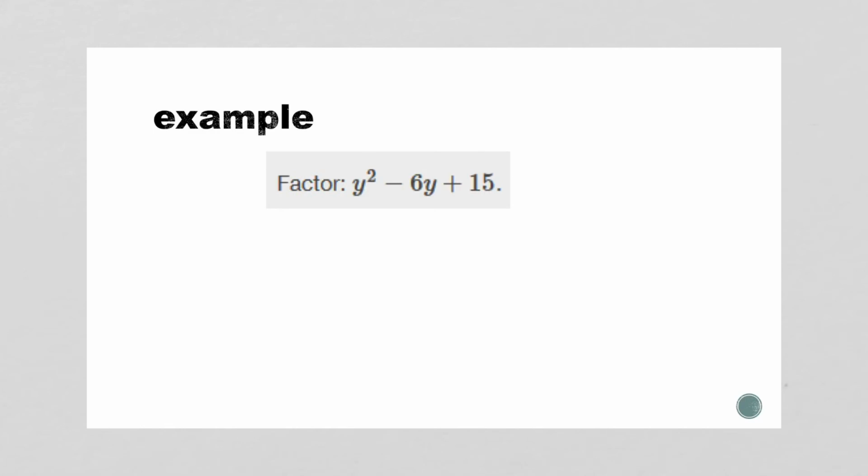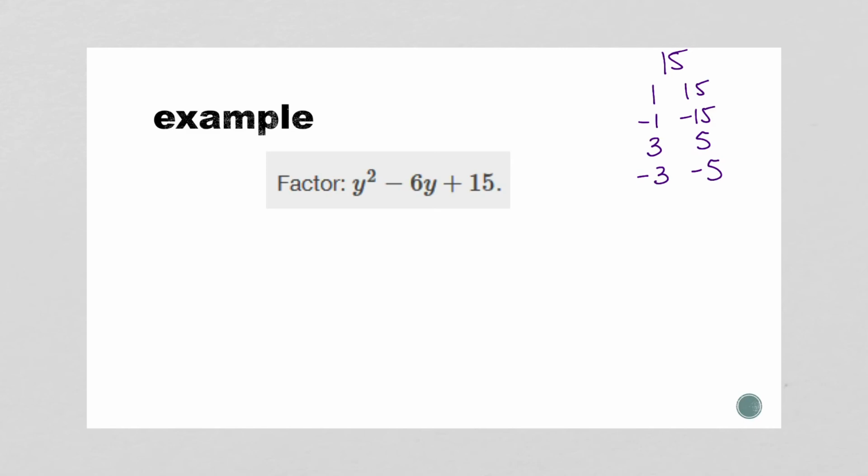All right, so let's take a look at this one. Leading coefficient is 1. 1 times 15, +15, is 15. I'm going to write down all the factors of +15. So 1 and 15, -1, -15. 2 doesn't go in. 3 and 5, -3, -5. Are there any other factors? 4 doesn't go in, so it can't be.